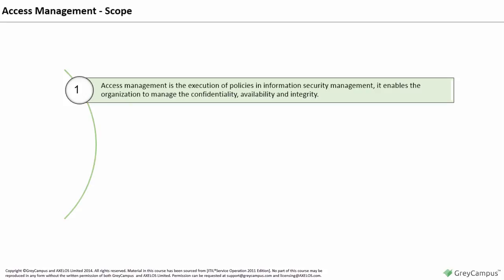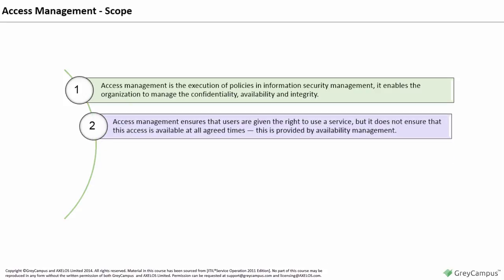Access management. Scope. Access management is effectively the execution of the policies in information security management, in that it enables the organization to manage the confidentiality, availability, and integrity of the organization's data and intellectual property. Access management ensures that users are given the right to use a service, but it does not ensure that this access is available at all agreed times. This is provided by availability management.